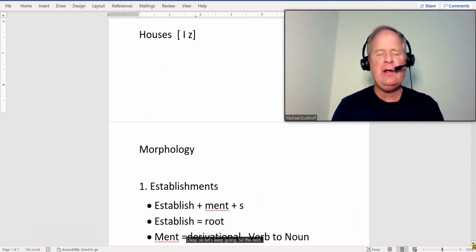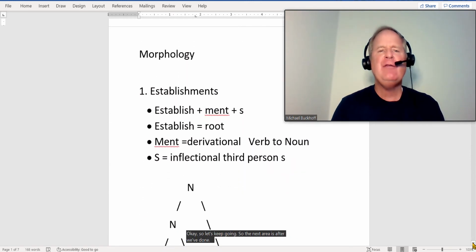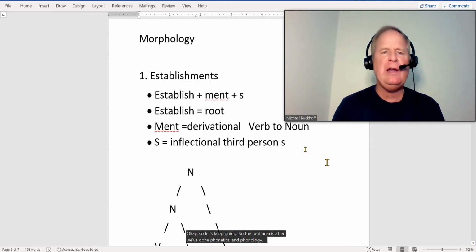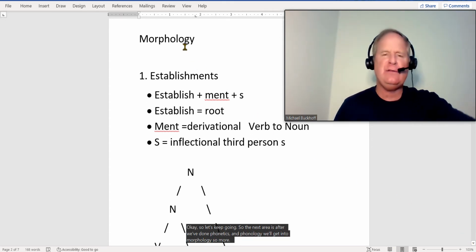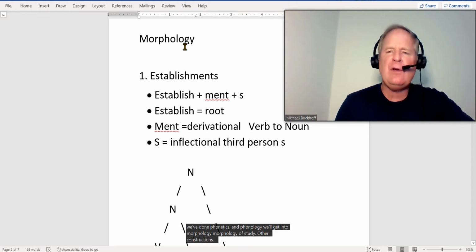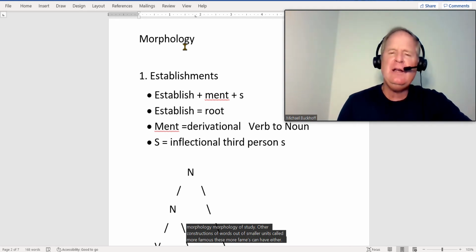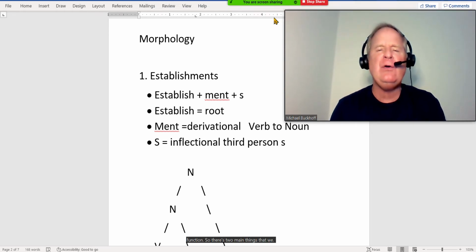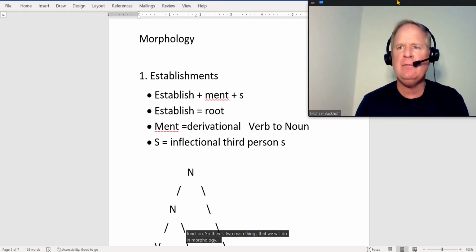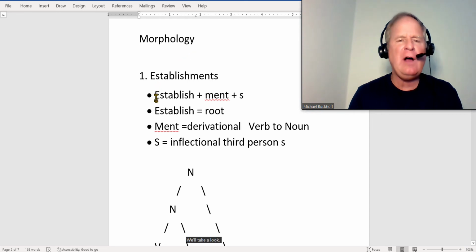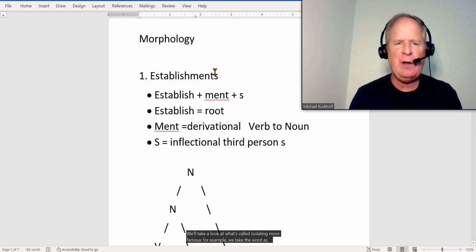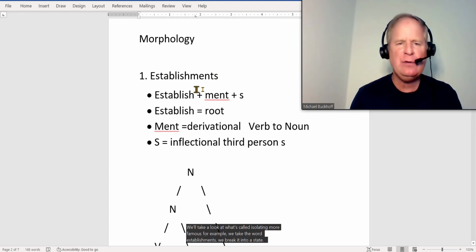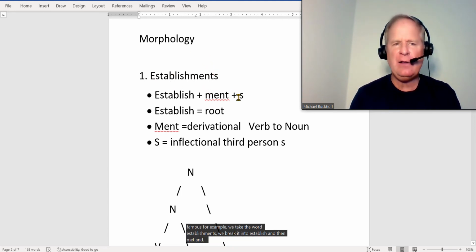So the next area, after we've done phonetics and phonology, we will get into morphology. Morphology is the study of the construction of words out of smaller units called morphemes. These morphemes can have either meaning or grammatical function. So there's two main things that we will do in morphology, right? We'll take a look at what's called isolating morphemes. For example, we take the word establishments, we break it into establish, and then ment, and then S.